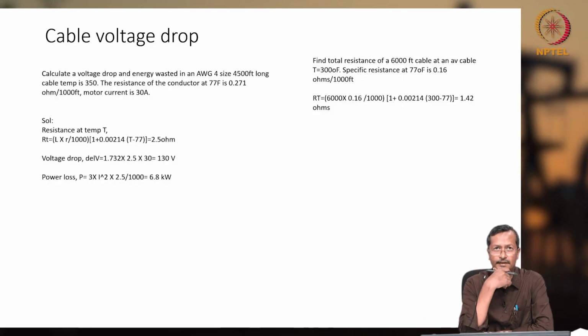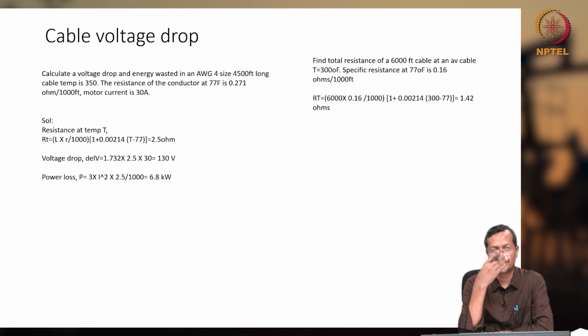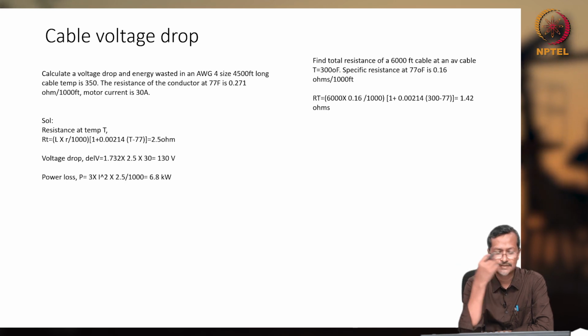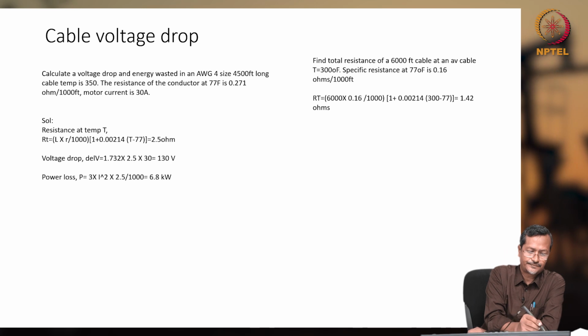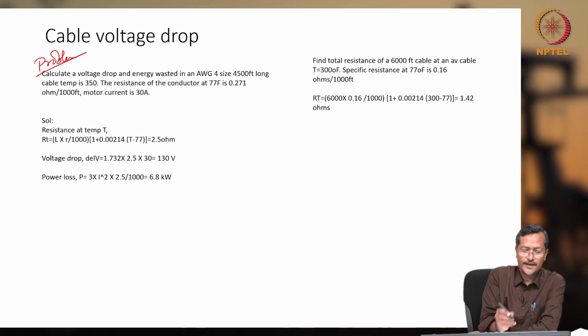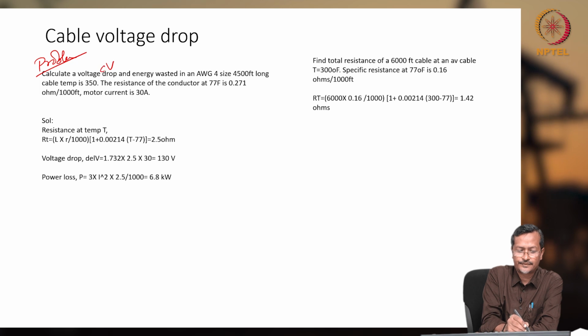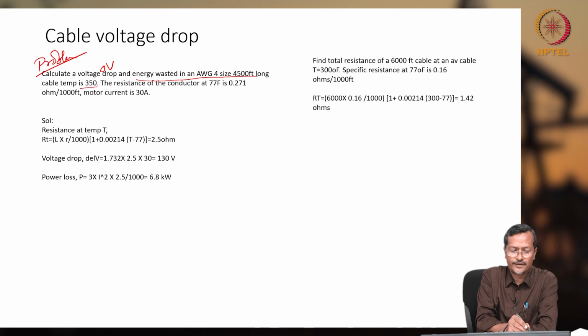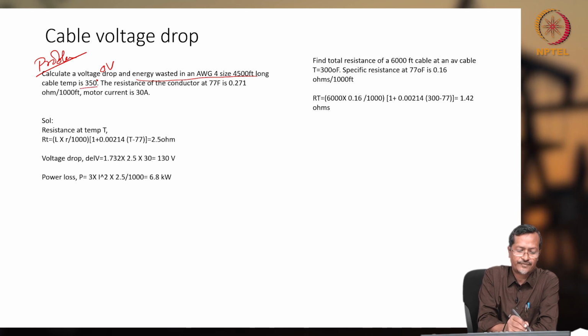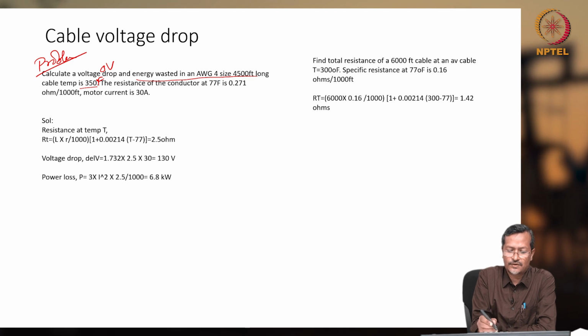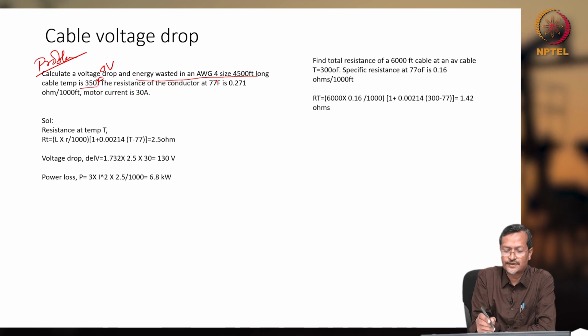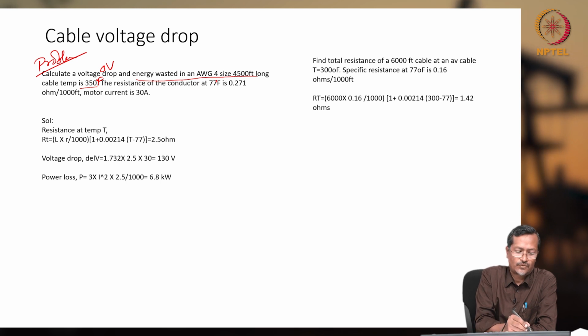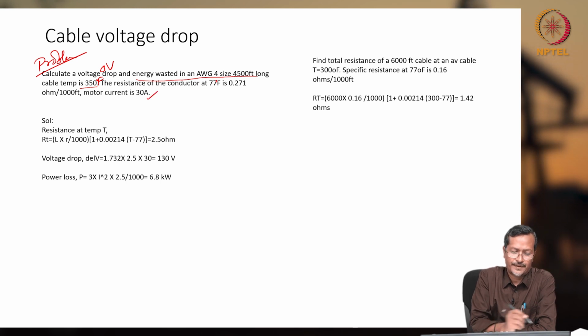Okay, for cable, there are different sizes already, you know, AWG 3, 4, 1, 2, 4, 6 like this, and here one problem is here. Calculate the voltage drop and energy wasted in an AWG size cable 4500 feet long, at temperature 350 degree Fahrenheit. The resistance of the conductor at 77 degree Fahrenheit is given as 0.271 ohms per 1000 feet. Motor current is given as 30 ampere.